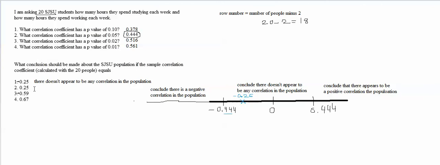What about 0.25? Positive 0.25. Well, that falls in the middle area also, because if you look at the first two digits right here after the decimal point, it's 44. 25 is smaller than 44, which means 0.25 is closer to 0.